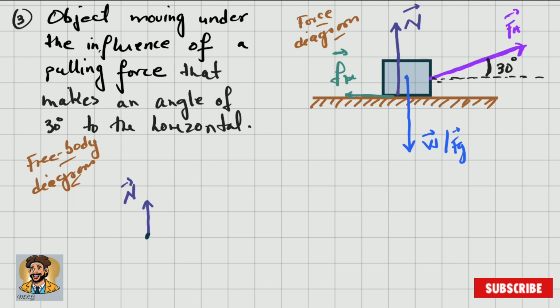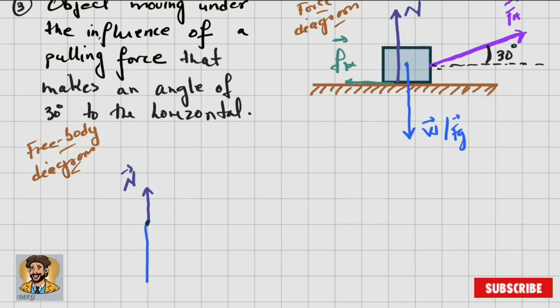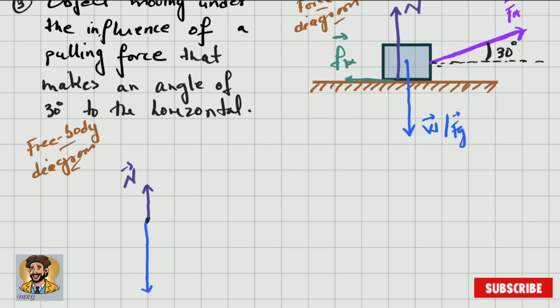There is the normal. We have the weight. This weight is pointing down. Let's make it a little bit larger. I'm going to explain now just why it's a little bit larger than the normal. We have an applied force that makes an angle with the horizontal. That one could be the applied force. And there is a kinetic frictional force pointing in the opposite direction of motion. This one is the kinetic. Let's write kinetic. There we go. And this one is the free body diagram.